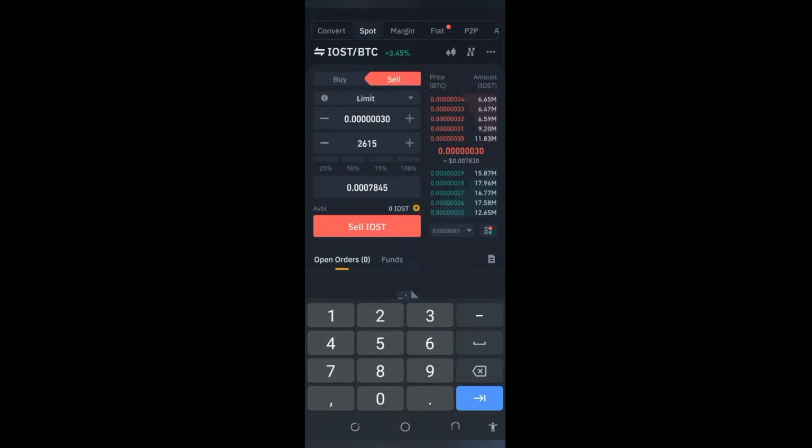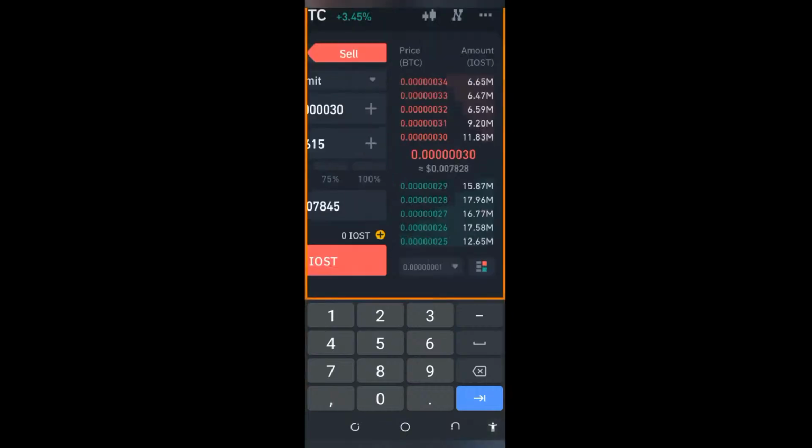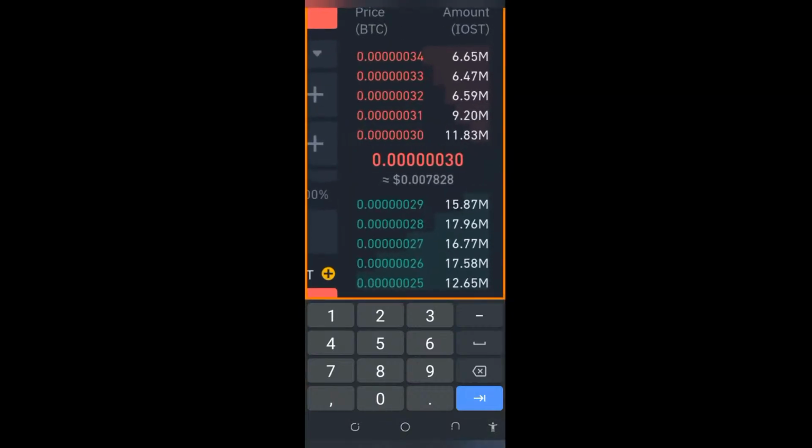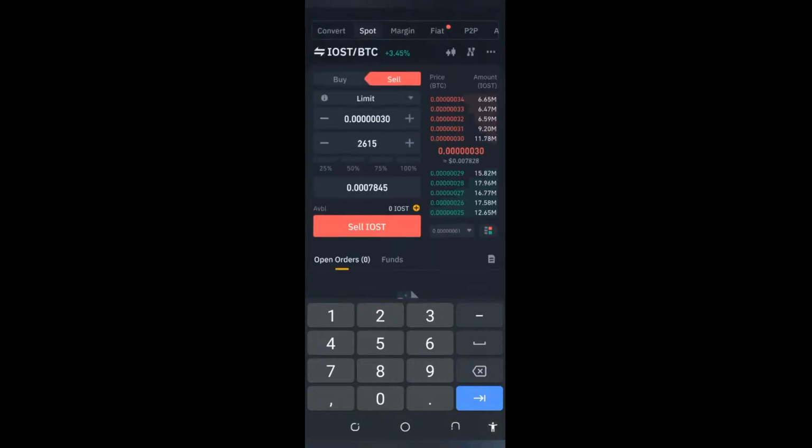So we have 7845. Now, I don't know what this is, but first off, I have 2615. Would I be able to sell that? That means I'm going to have to pick this. You can see it here. If I have to get this sold, I have to pick the lower price. Okay. If I have to get this sold quickly, I have to pick the lower price.